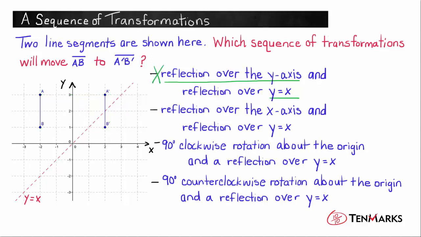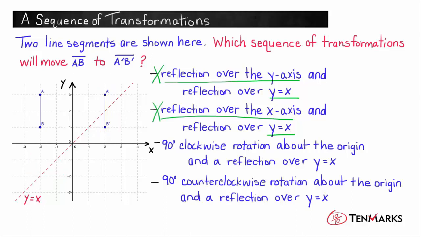So now let's take a look at answer choice 2. Answer choice 2 is a reflection over the x-axis and then a reflection over the line y equals x. So let's take our line segment and reflect it over the x-axis first. That'll put the new point B here, and then the new point A will come down to here. So our segment after the first half of the transformations is going to be here. Now we need to reflect this line segment across the line y equals x. And when we do that, point B will be here, and point A is going to land right here. So this isn't even close to where we want our segment to be. So we're going to eliminate answer choice 2 as well.